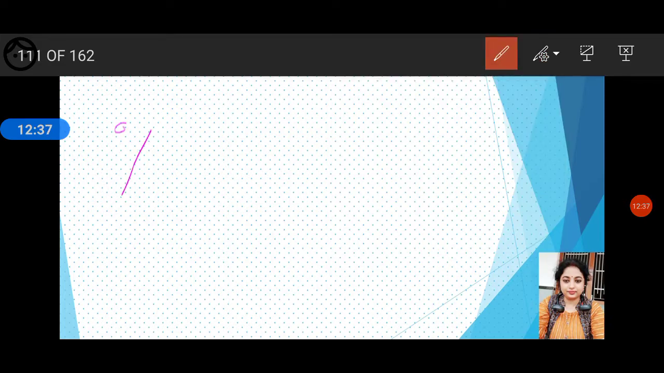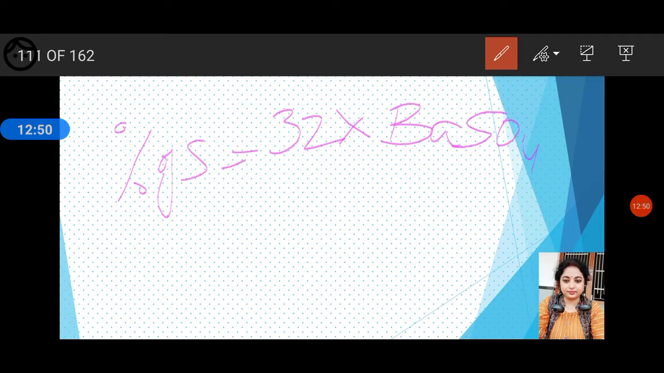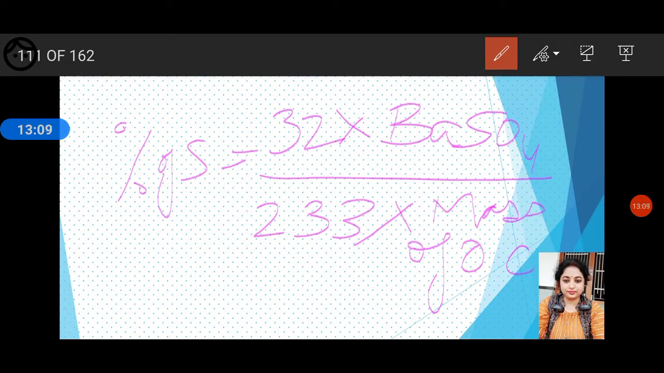The formula given is: 32, that is the mass of sulfur, into mass of barium sulfate, divided by the molar mass of barium sulfate, that is 233, into mass of organic compound, into 100. With this formula, we will calculate the percentage of sulfur.